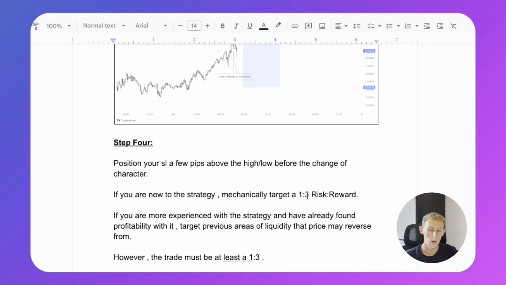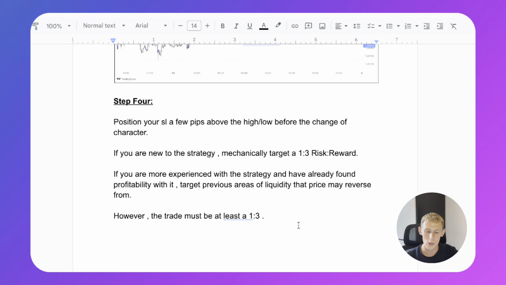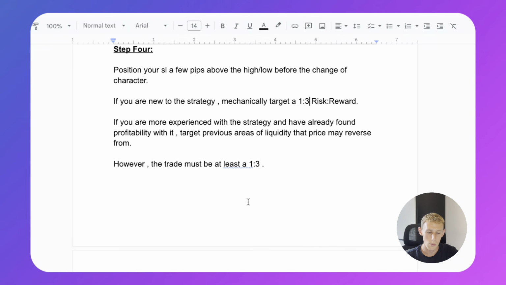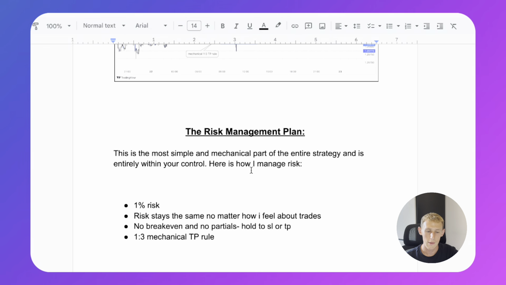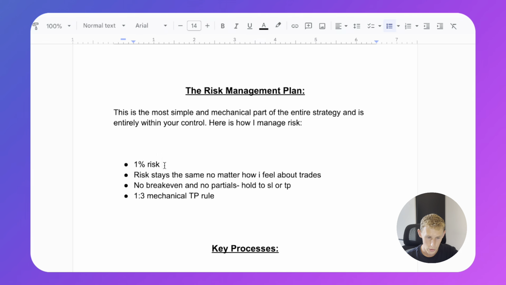And over that data, a 1 to 3 was the optimal risk to reward based on me testing multiple different risk to rewards and multiple different break-even rules as well. One other comment I want to make is if we go over to the risk management plan, we're doing 1% risk per trade, but the most important part here is that we're not making break even and we're not taking partials. So we're simply holding the trade to stop loss or take profit, which again was the best and most profitable approach that I've personally found after testing several different break-even rules and several different partial taking rules as well.